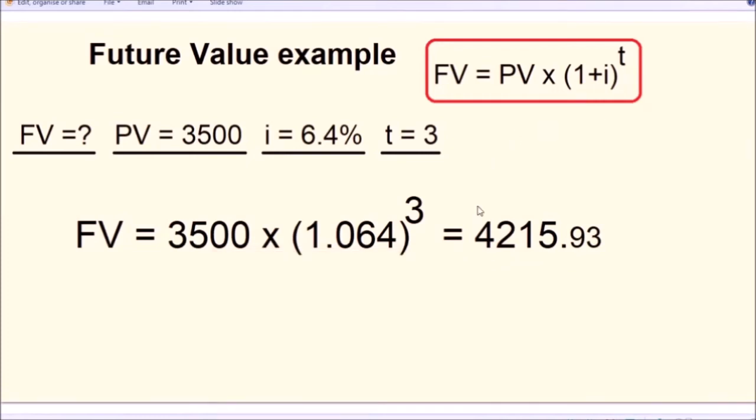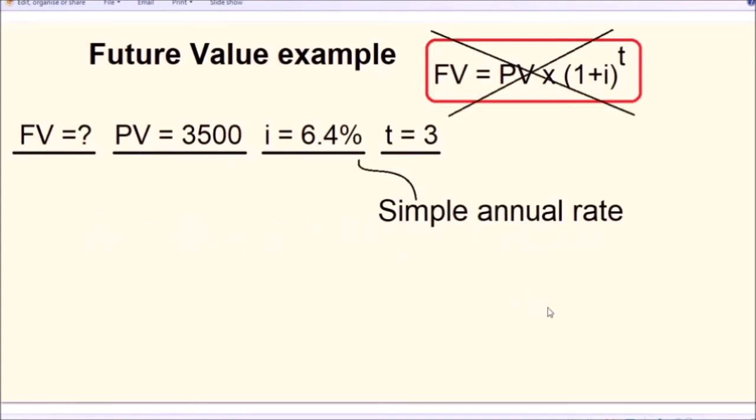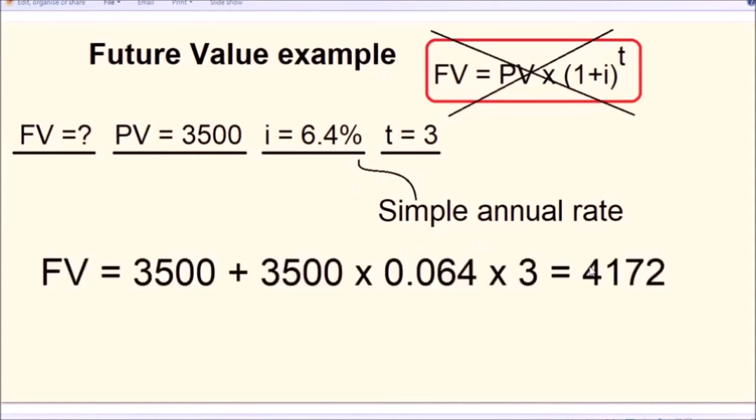Next, let's compare this calculation with an unconventional type of interest rate, let's say a simple annual interest rate where there is no compounding. Simple annual rate means that the interest is earned only on the original principal amount invested. No interest is earned on the previously earned interest. In this case, after 3 years, the future value of the investment can be calculated as follows.